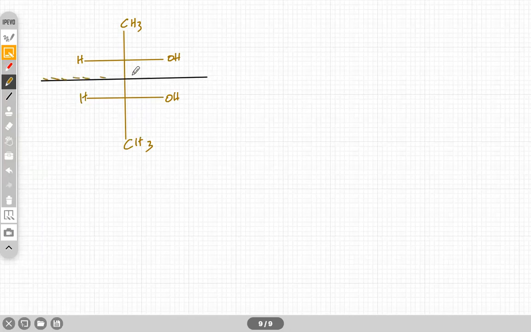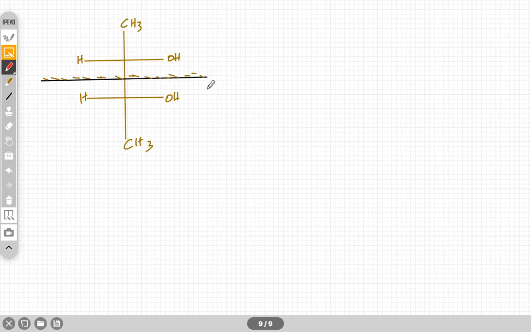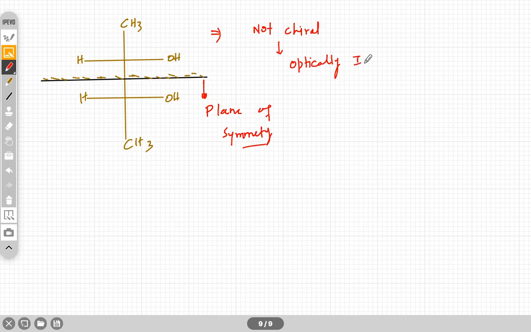And we have already discussed that when there is a plane of symmetry, the molecule can be divided into two equal halves, right? And the molecule is not chiral, right? So this is the plane of symmetry, POS. Since the molecule has a plane of symmetry, hence the molecule is not chiral, and hence it is optically inactive.